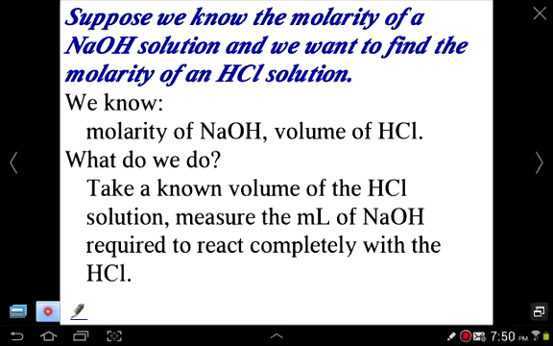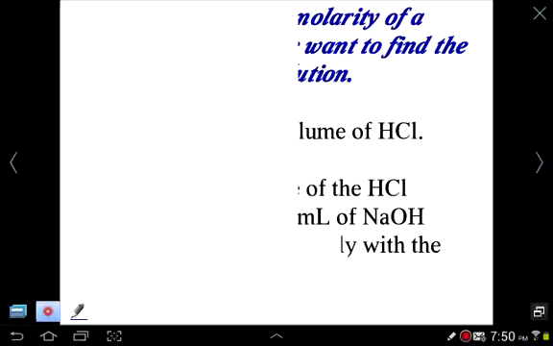So we take a volume of the HCl, and then we measure how much sodium hydroxide was used to neutralize the HCl. And then from that, we'll be able to find out the molarity of the HCl. And that's kind of the idea. So let's try this example.